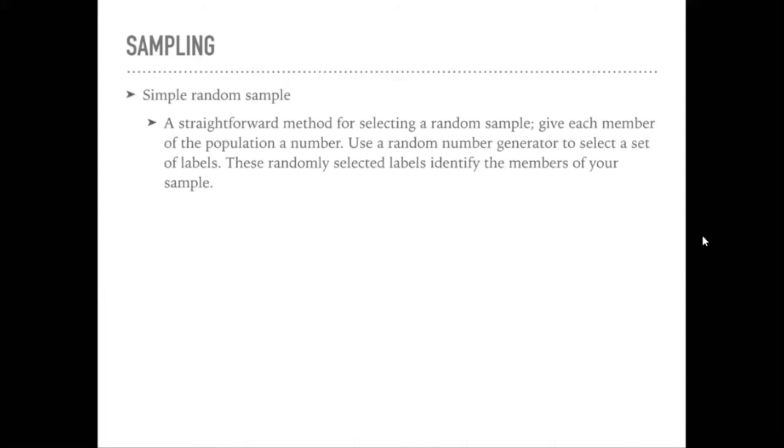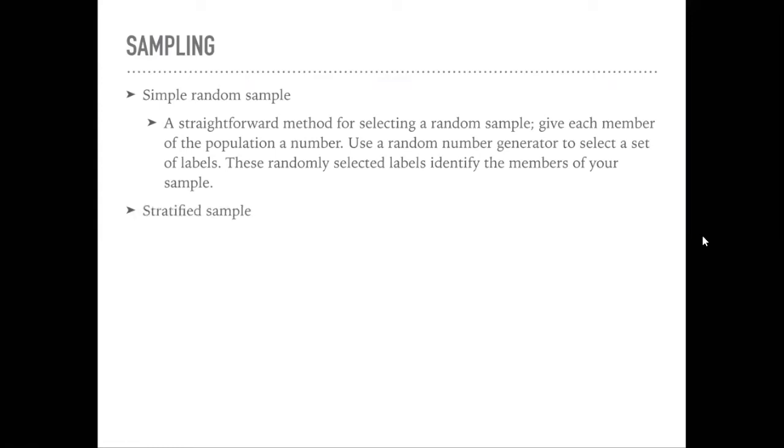So it's a straightforward method for selecting a random sample. You give each member of the population a number, then you use a random number generator to select a set of labels. These randomly selected labels identify the members of your sample. So you could also think of this as pulling a name out of a hat, or using the spinning name wheel they have online for randomly selecting people, those sorts of things. That's what simple random sampling is. And this is the best because it gives you a truly random sample.